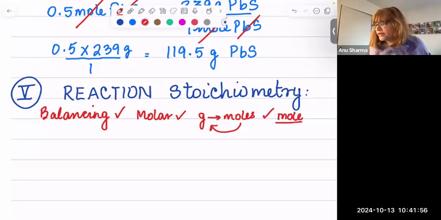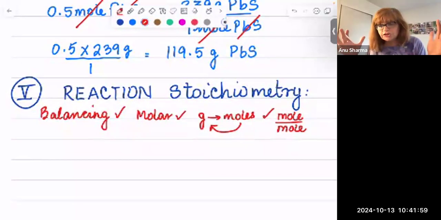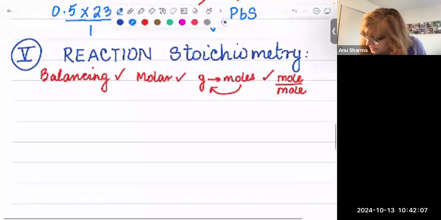All of this can be included in one big question, but it can be broken up into small parts also. So let's first of all break it up into small parts. Balancing. Let's look at this as one question here.